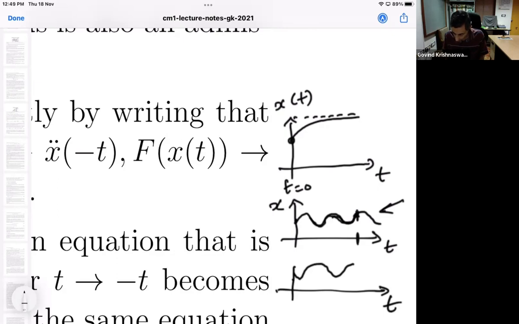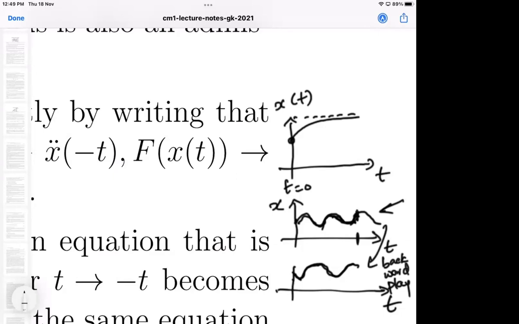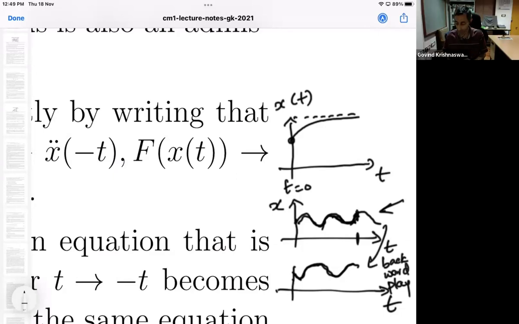So that's what I'm trying to do. Start somewhere, decreases, that's this, then starts increasing, reaches a maximum, then again decreases, and so on. This is the backward play of that movie. Are you okay with that, Milan? Okay, sir. That is what we mean by the movie of the solution played backwards in time.